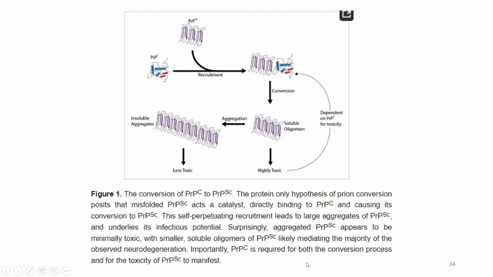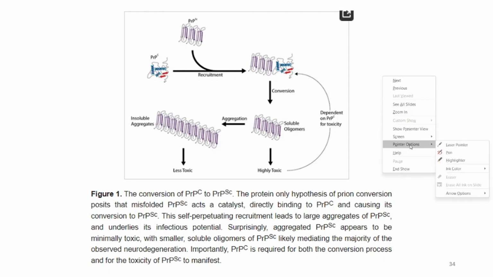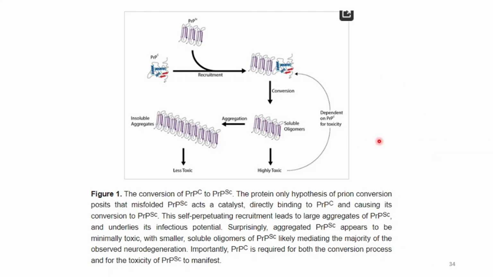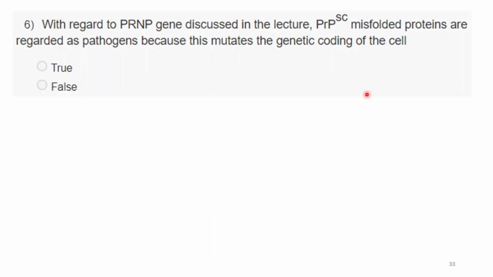Importantly, PrPC is actually required for both the conversion process and the manifestation of the toxicity of PrPSc. So that's why PrPSc misfolded proteins are very pathogenic, but it doesn't mutate the genetic coding of the cell. The genetic coding doesn't get mutated, but it actually gets recruited to change the correctly folded wild type PrPC proteins into more and more misfolded proteins. That's why it's so pathogenic.